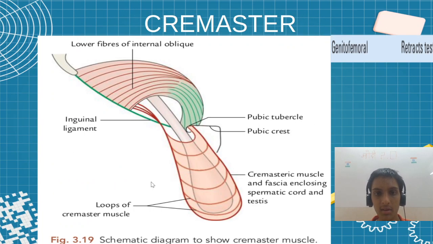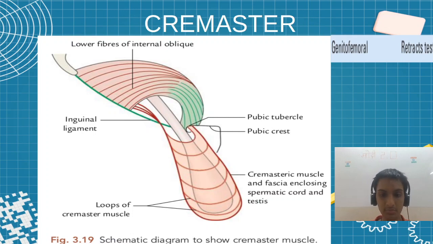Okay. Lastly, we will see the cremaster muscle. So it is coming from the inguinal ligament and from the internal oblique. It will run in an inverted U-shaped manner and insert as U-shaped loops, you are seeing, into the pubic crest. Okay. It is supplied by the genitofemoral nerve. It retracts the testis, covered by cremasteric fascia.